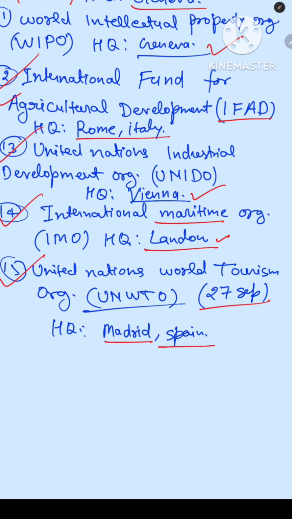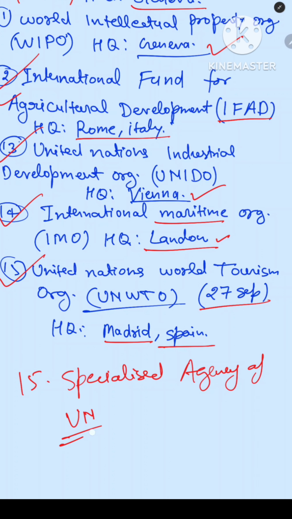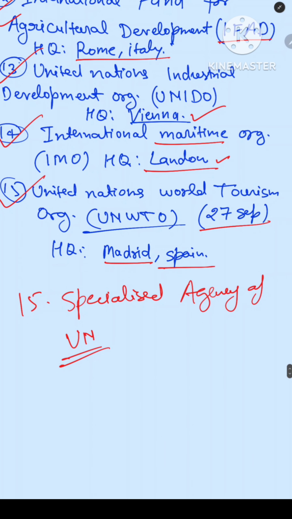So that's all 15 specialized agencies of the United Nations. What kind of questions do they ask? They ask about the headquarters, and whether something is a specialized agency or not. They also publish some reports, but that would be totally different from this topic, so we will explain that later.